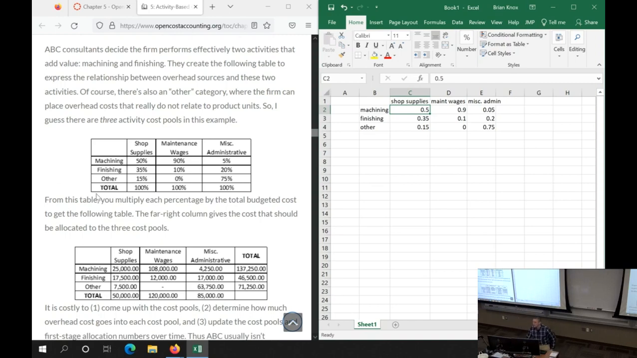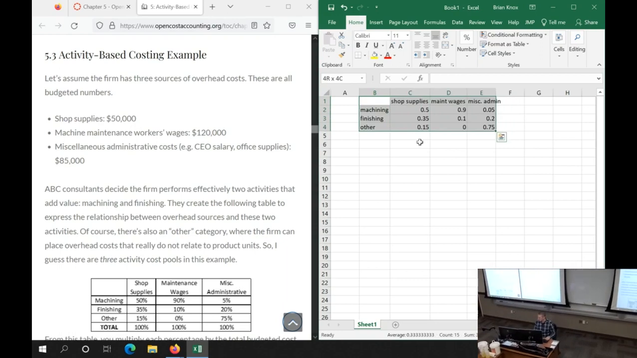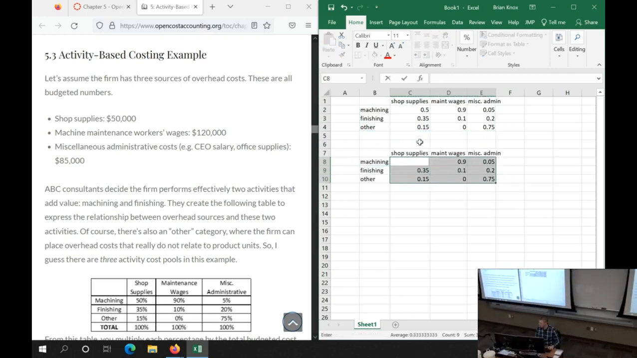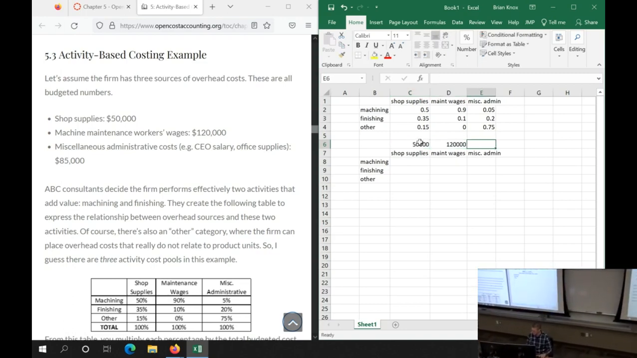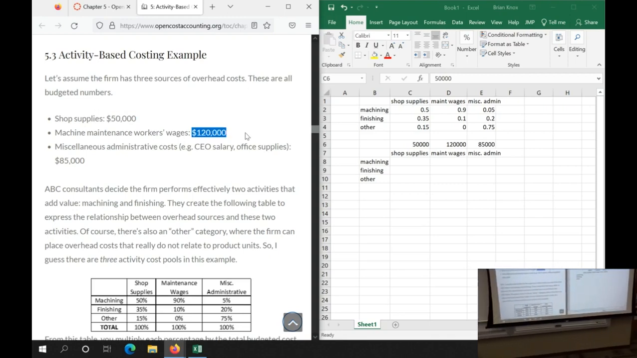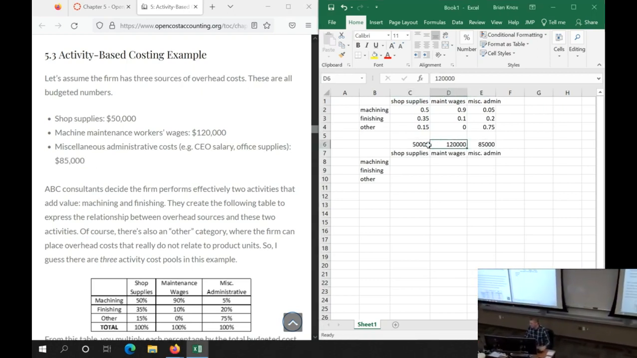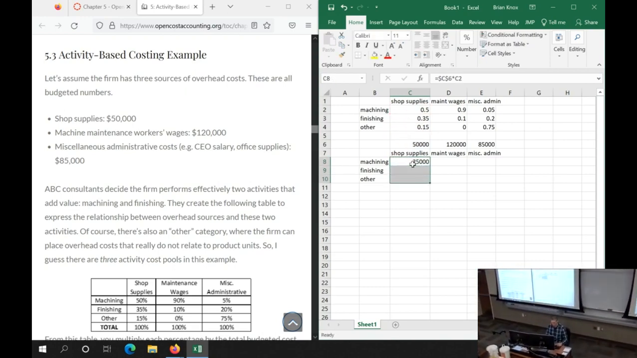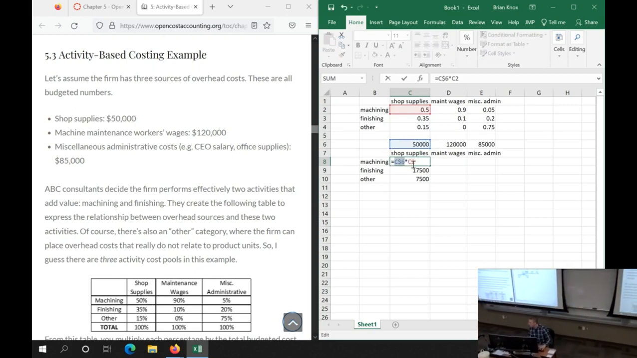And so now what we can do is we can take information about these different general ledger accounts. So let's just say these are the budgeted numbers. We think this year we're going to use $50,000 in shop supplies, $120,000 to pay for the maintenance workers, and $85,000 for miscellaneous administrative costs. So these are the numbers right there above their respective categories. And we're just going to divvy those out based on the percentages up here. I need to make sure. Yes, that's what I want.